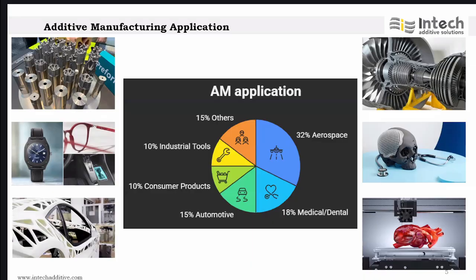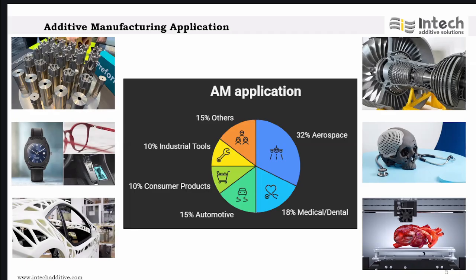So next is about the additive manufacturing applications. Here you can see the market share of AM applications in various industries. The majority of the percentage goes to aerospace, where they use it for weight reduction, precision, and performance. Second goes the medical and dental application, where it is used for making patient-specific implants and surgical guides. A lot of customization can be done. And then automotive, which, for the automotive industry, is like 15%.